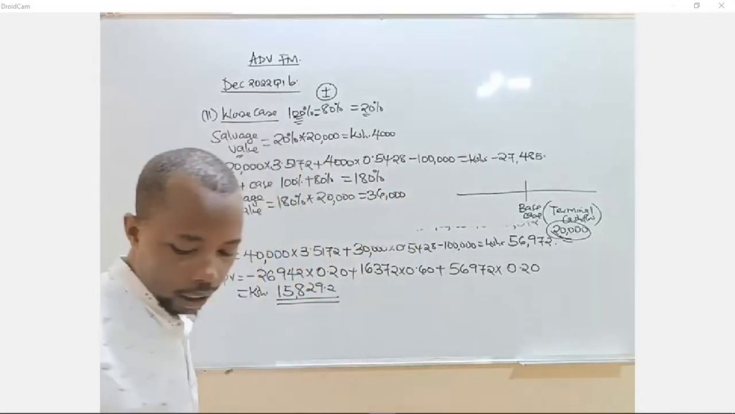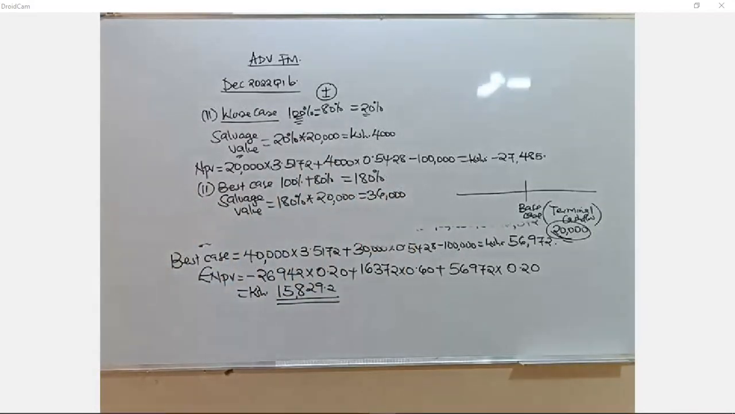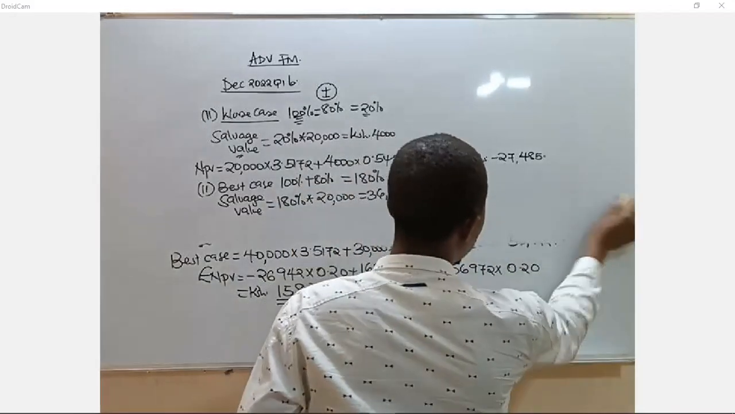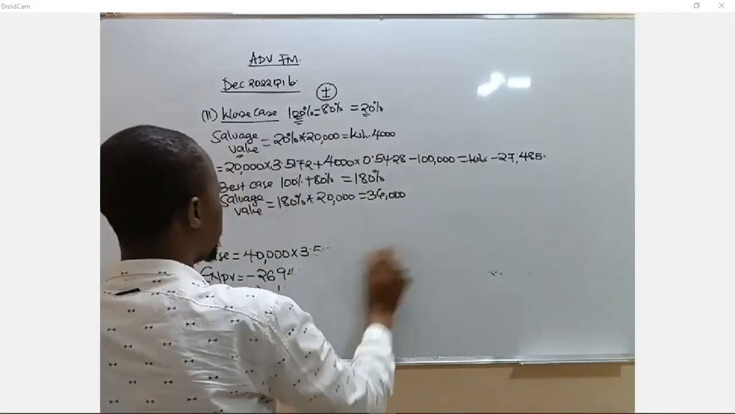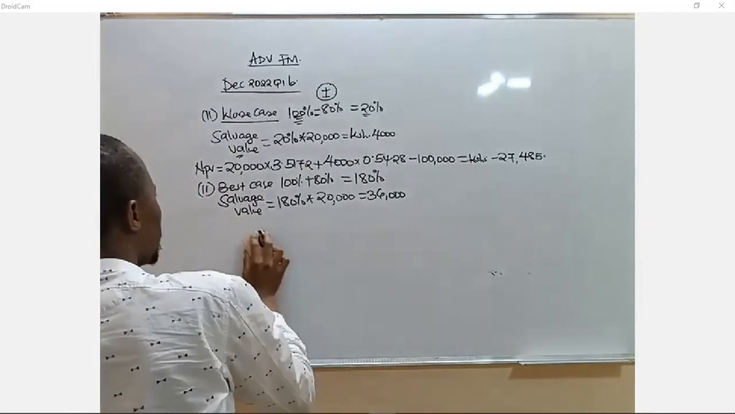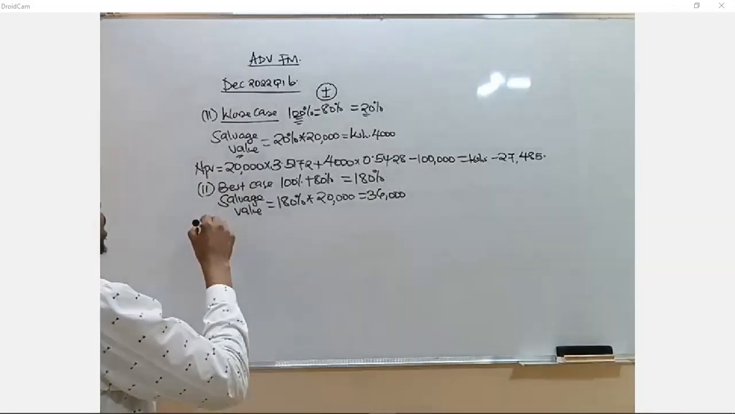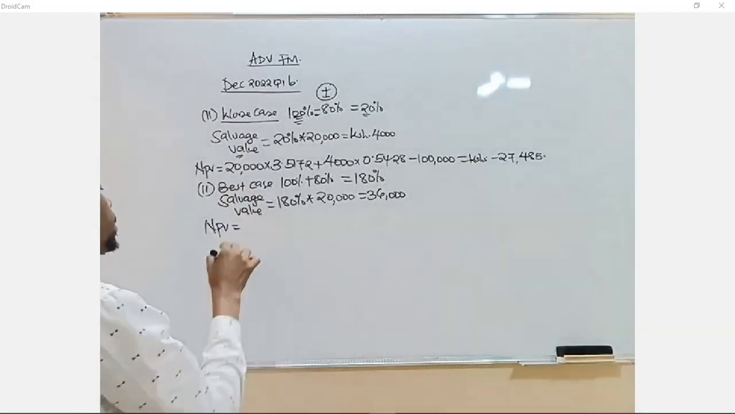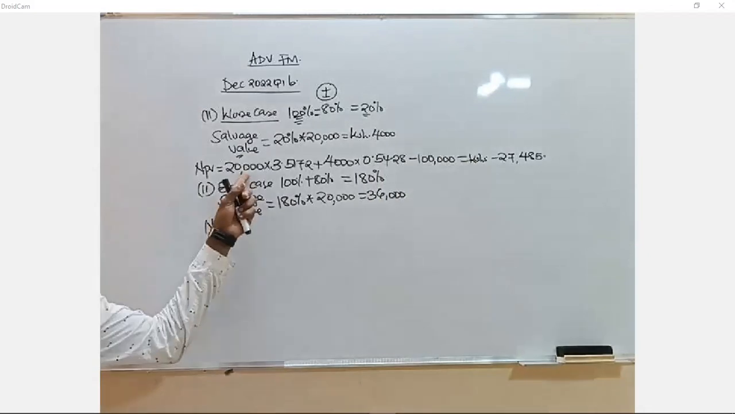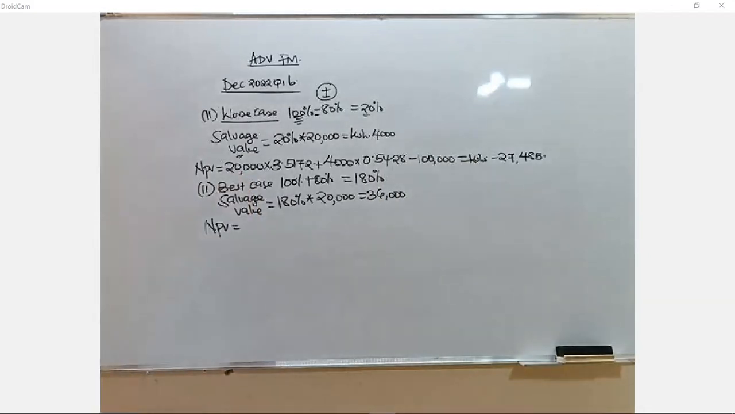So wewe tafuta the NPV now. Tafuta NPV now for the best case. Hakuna kitu mingi hapa. So unakuja hapo unasema to get the NPV for the best case, look on the cash flow. The cash flow will not change. Cash flow yake tumepewa. The cash flow yake ni ngapi for the best case? The cash flows I can see is 40,000.